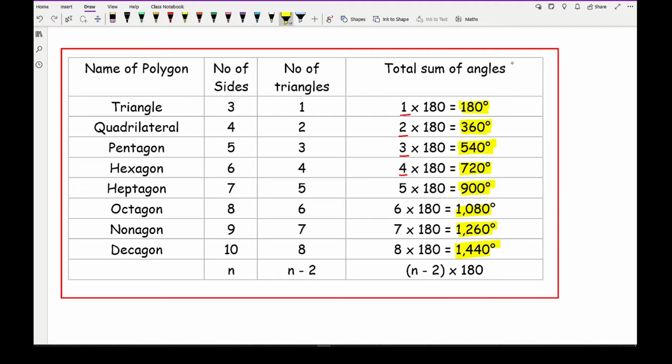And as I mentioned, the key thing to work out the total sum of angles is to first work out how many triangles there are. In other words, just take the number of sides, take away 2, and then multiply that answer by 180, and you will have your total sum of angles. So let's say, for example, a question asked me to work out the total sum of angles inside, let's go for a 15-sided shape.